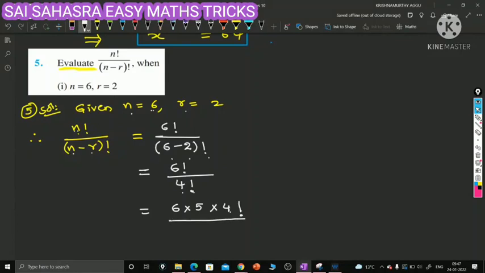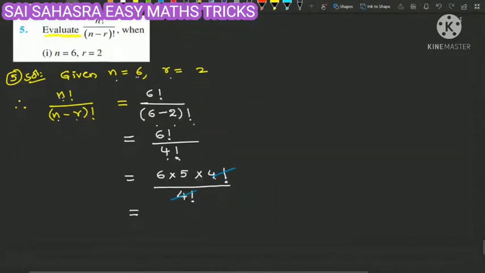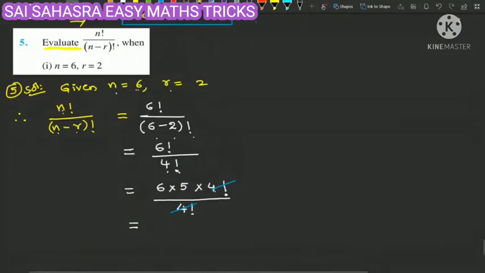Factorial notation 4 factorial, and in the denominator what is there? 4 factorial. So numerator and denominator, 4 factorial is there, you can cancel them. 4 factorial gets cancelled. What is left now? Yes, 6 into 5. 6 into 5 means how much? 30.